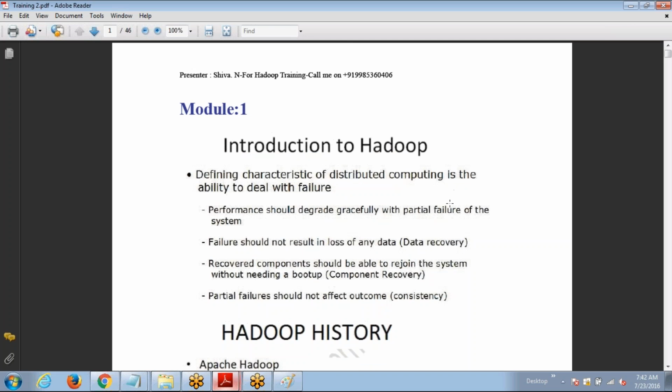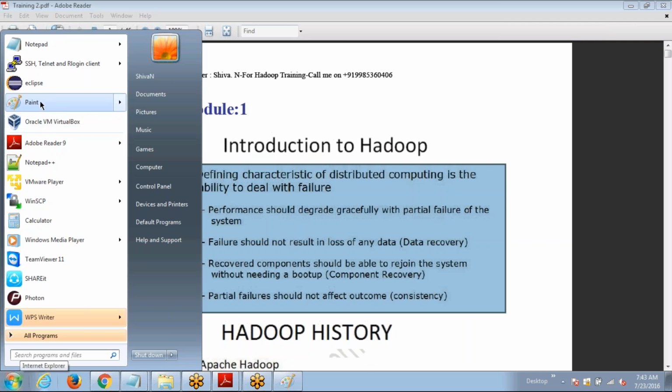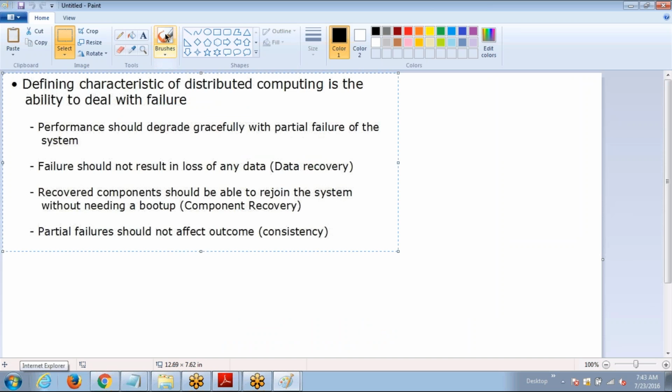Okay, so let's discuss a few things about parallel processing. The first point that I put here, let me copy into Paint and explain one by one. My first point is that performance should degrade gracefully with the partial failure of the system.